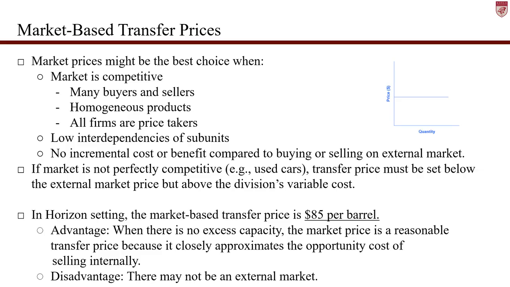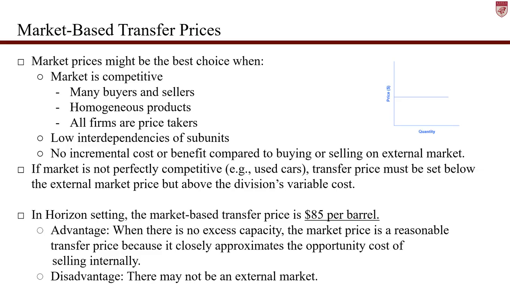Then the market price is a reasonable transfer price. Why? Because it is the opportunity cost of selling internally. So what does this mean? When there is no excess capacity, meaning there's no room for the selling subunit to sell to the purchasing subunit, then when they're still selling to the purchasing subunit internally, there is an opportunity cost, right? What is the opportunity cost of selling internally? The revenue, the selling price you're giving up by selling to the external party. And that selling price is exactly the external market price of $85.